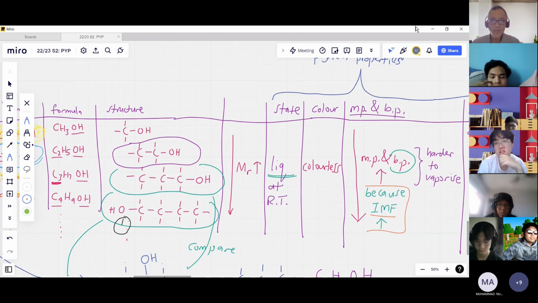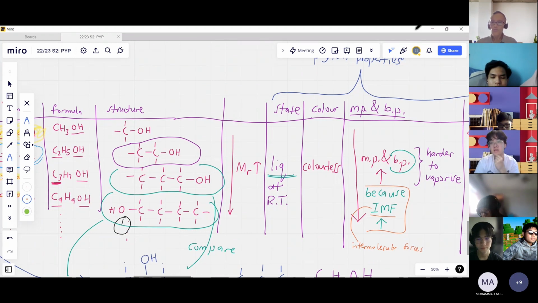Okay, basically IMF stands for intermolecular forces. It's the attractive force between molecules. So essentially, as you go down the family, from methanol all the way down to butanol and further, intermolecular forces become stronger and stronger. So it becomes harder to vaporize. That means they also have higher melting points and boiling points. Okay, that's all I'm going to say. Questions, anyone?